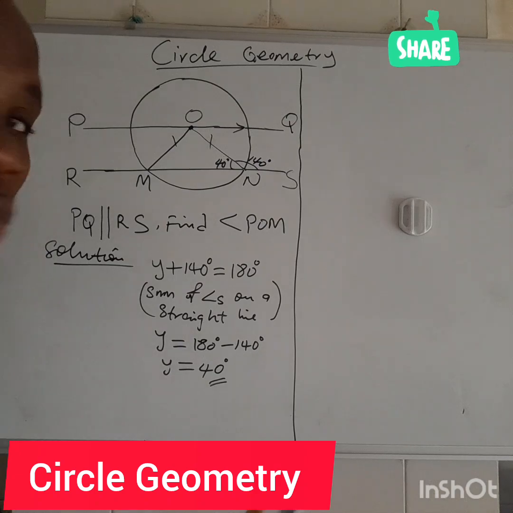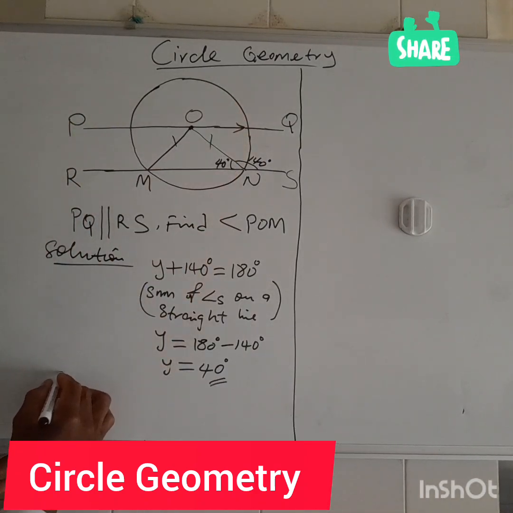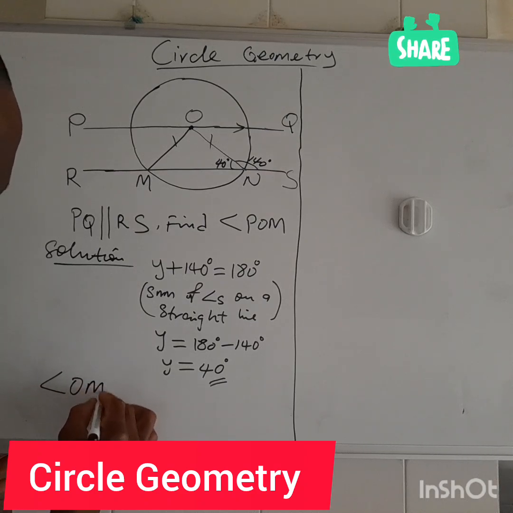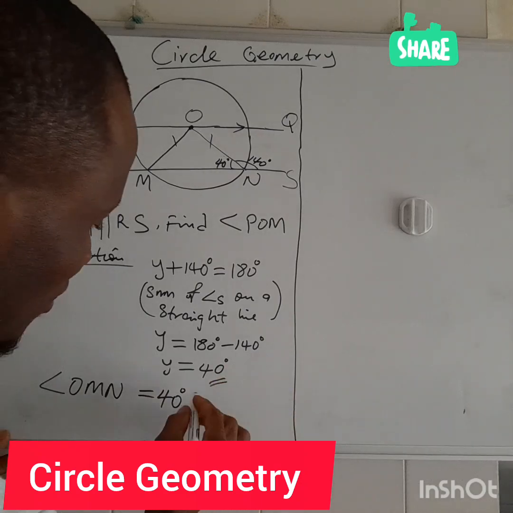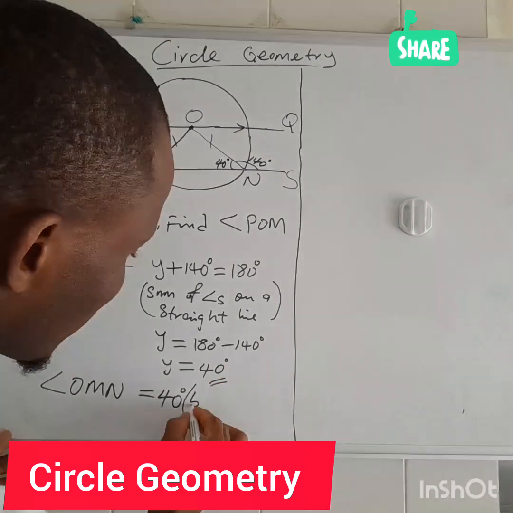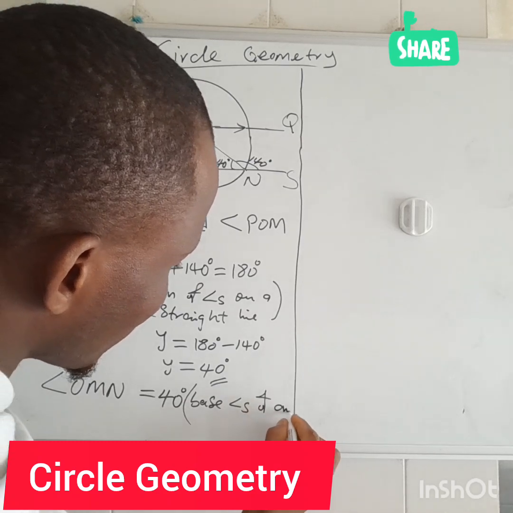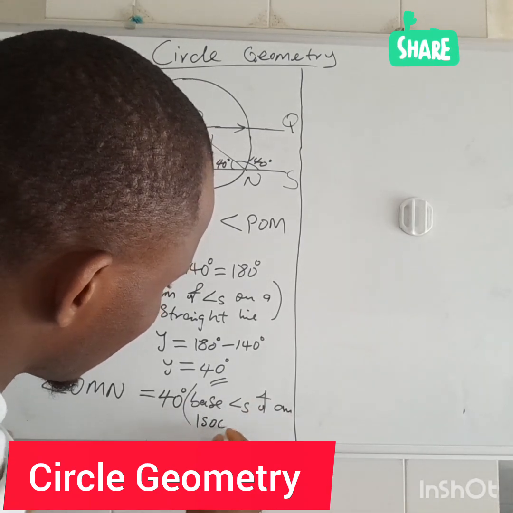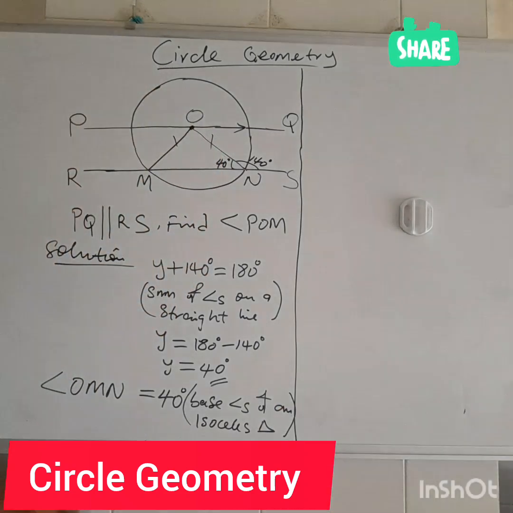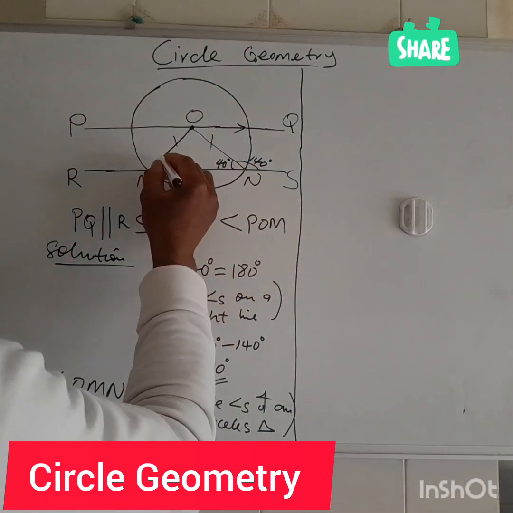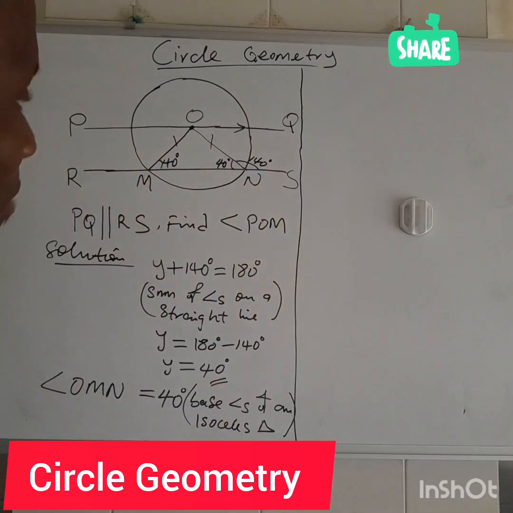One thing special about an isosceles triangle is that the base angles are equal. So you are not wrong if you say angle OMN equals 40 degrees. What is your reason? They are base angles of an isosceles triangle. So you are free to label this 40 degrees because they are base angles.